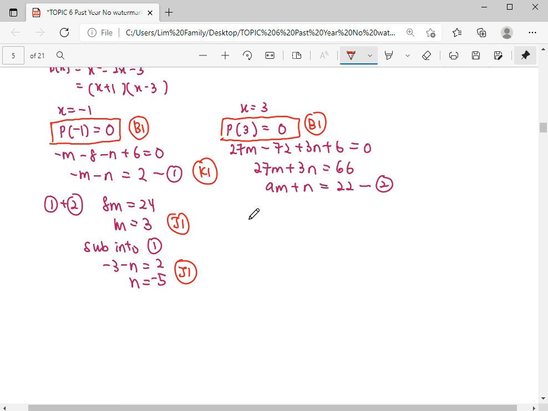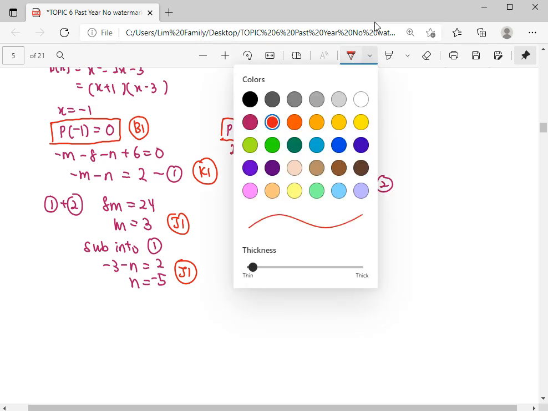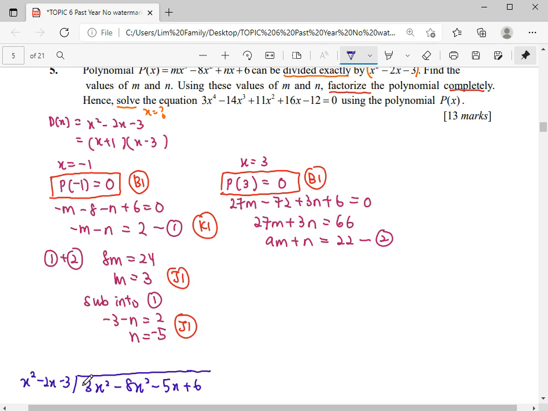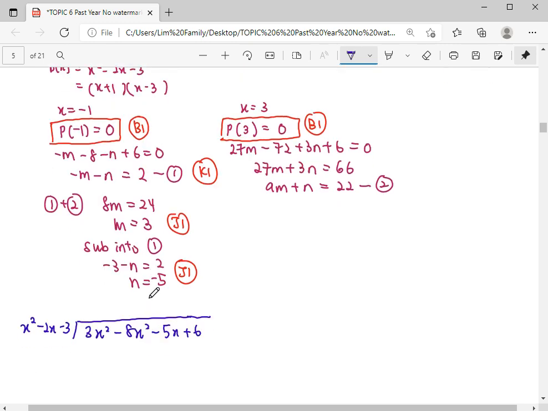Okay, so we will do the long division. Take our polynomial, which is 3x cubed, then negative 8x squared, then minus 5x plus 6. Divide with our factors. We got 2 factors, so we divide by these 2 factors together. Take the expanded form here and divide by these 2 factors. What we get will be another factor, so we can factorize it completely.